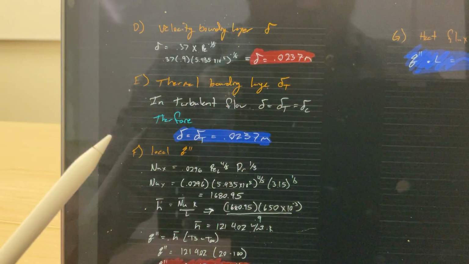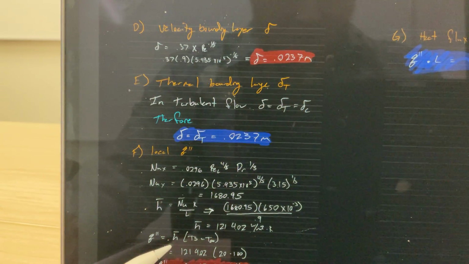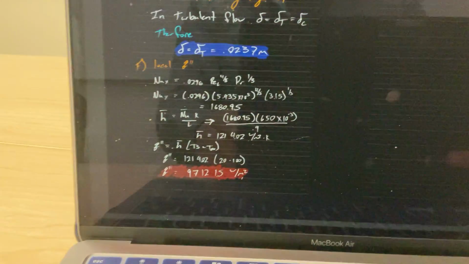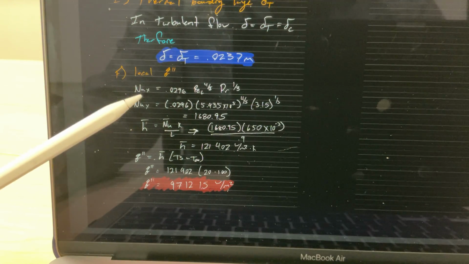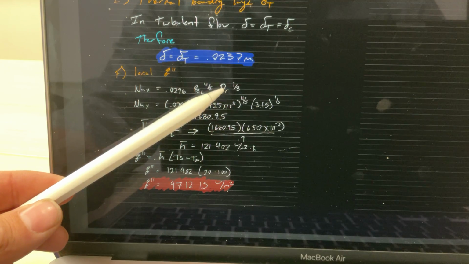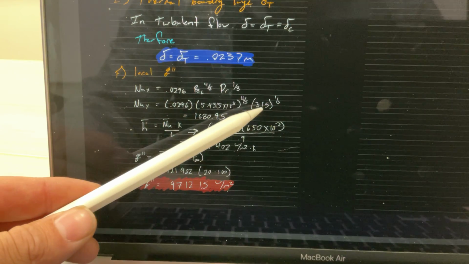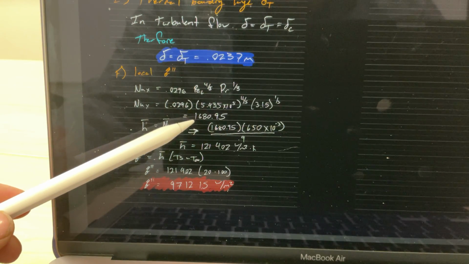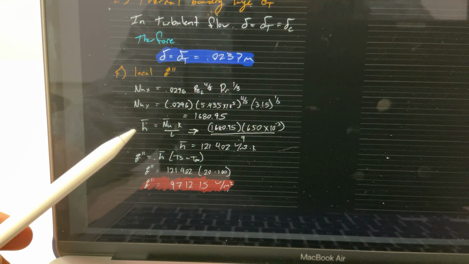We were then asked to find the local heat flux, and to do this you need to know H bar. So in order to solve for H bar, you have to know your Nusselt number. So in order to find Nusselt, it's 0.0296 times the Reynolds number times the Prandtl number. The Prandtl number is found in the table. So then you come here and you start plugging in your values. We found that Prandtl was 3.15, and we used the Reynolds we solved at the start. It gives us a Nusselt number of 1680.95.